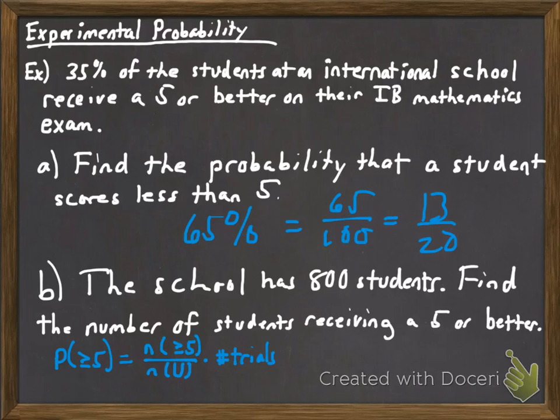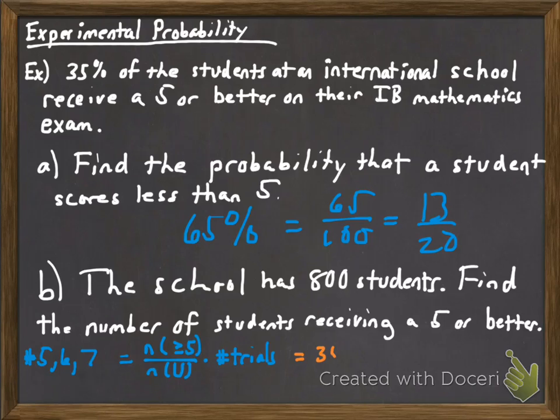Now, each student out of this population of 800 would be considered a trial, so that each individual student receives either a 5 or better or less than a 5. Those are the possible outcomes that students can receive. I'm writing this incorrectly. If I wanted to find the number of 5s, 6s, and 7s that the school would have out of its population of 800 students, I would first take the probability that they get greater than or equal to 5, at least a 5, and multiply by how many trials there are, or in this case, how many students there are.